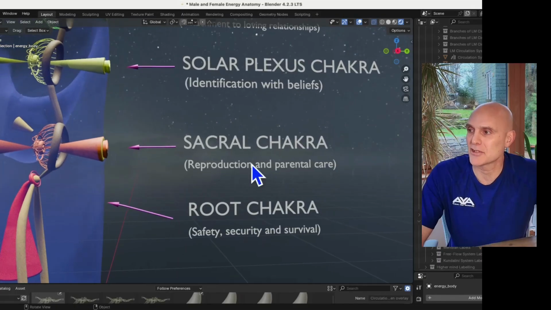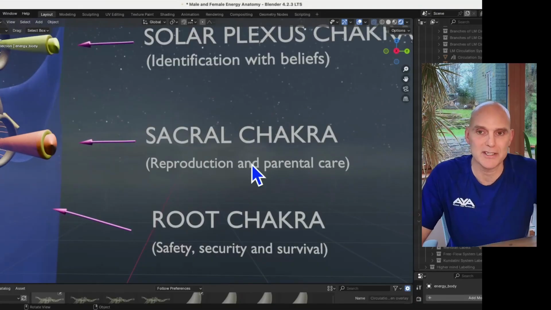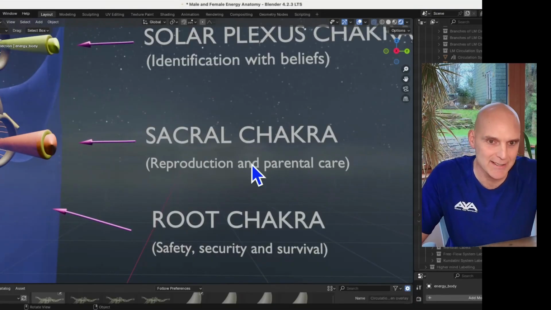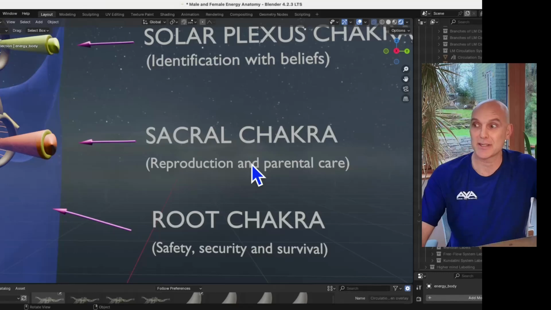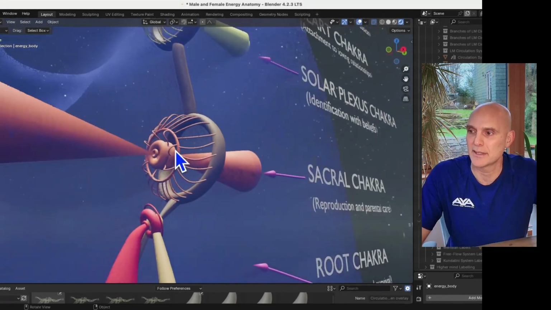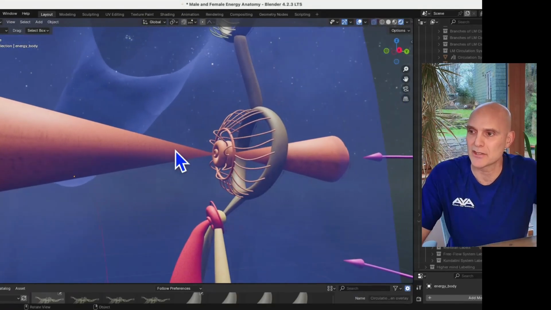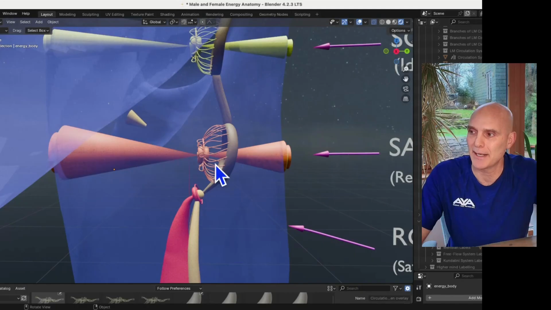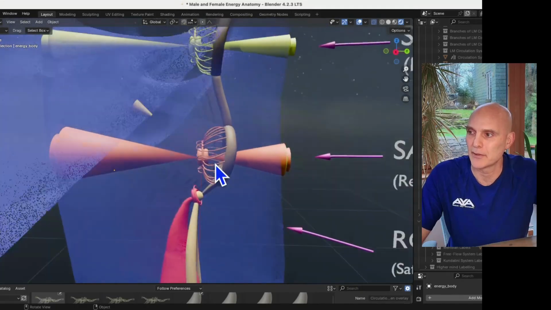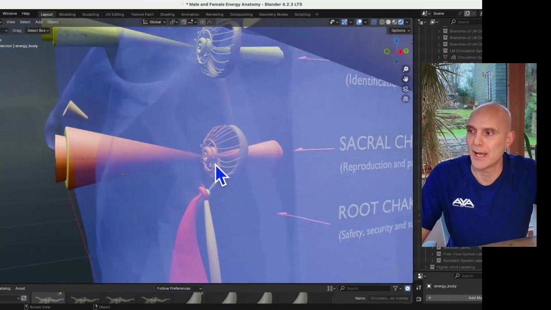Right then, let's move up to the sacral chakra. So the sacral chakra is about reproduction and parental care. That's its emotion regulating function in energy psychology. Now, if we look at it, it's slightly different from the root chakra. It's got a front opening and a back opening. And those are 2 separate mechanisms for energy exchange.